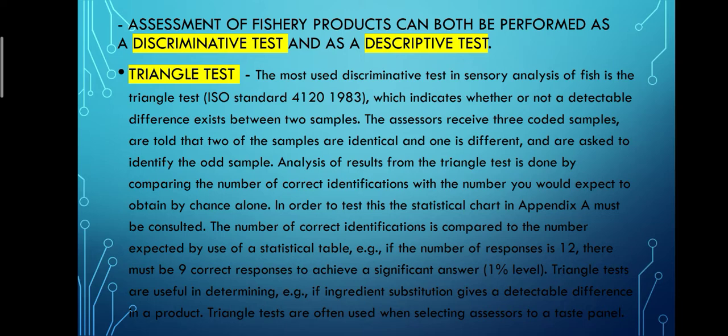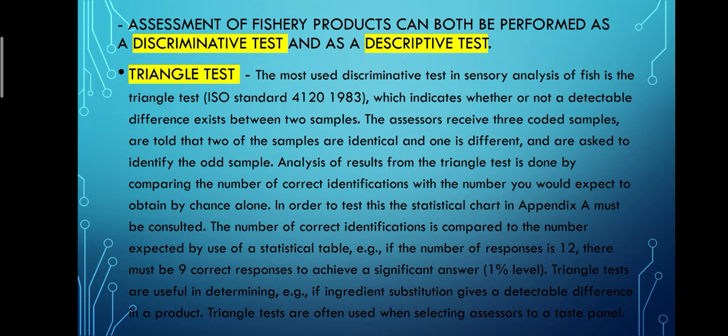Analysis of results from the triangle test is done by comparing the number of correct identifications with the number you would expect to obtain by chance alone. In order to test this, the statistical chart in Appendix A must be consulted. The number of correct identifications is compared to the number expected by use of a statistical table. If the number of responses is 12, there must be 9 correct responses to achieve a significant answer.